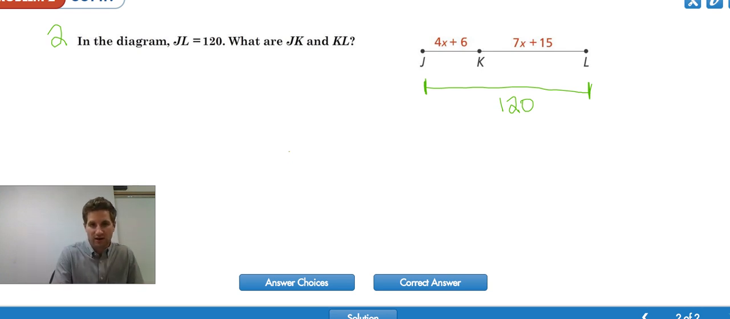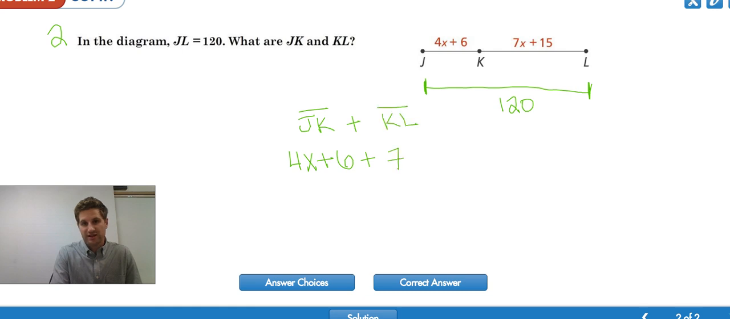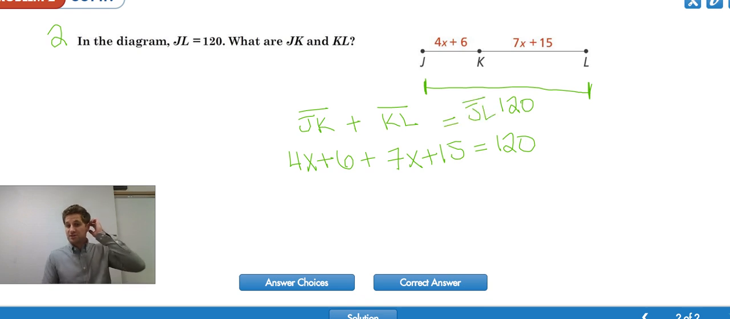Okay, so we're going to take 4x plus 6, that's our smaller segment, we'll call that JK, plus KL, which is 7x plus 15, and that should all equal the full length, which is JL. Okay, so this is our segment addition postulate. Two small add up to make a large.